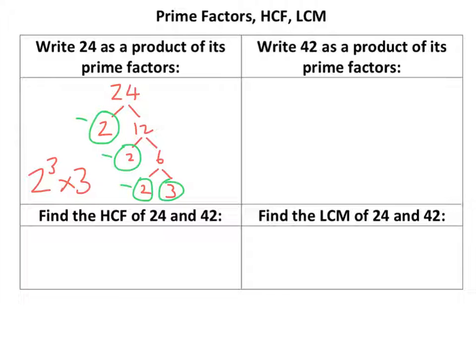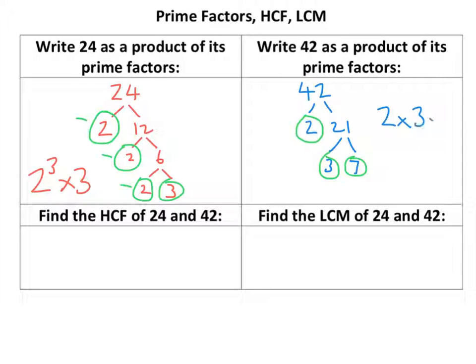So we've got to do the same thing with 42. So we've got 42, divide by 2, we get 21. Right, well that won't divide by 2, 3 and 7. So I'm going to circle all the prime numbers because they're the prime factors. Now in this case they all appear once, so just 2 times 3 times 7 would be the answer. And there you go. Alright, all done.